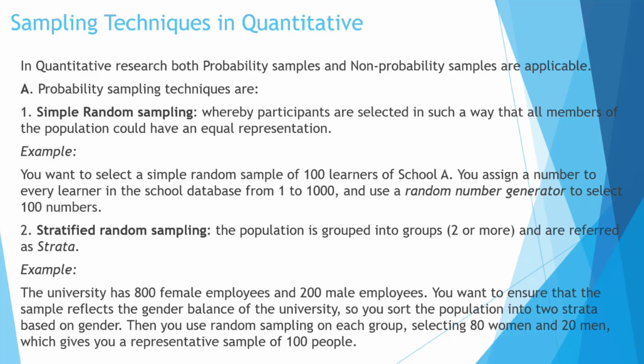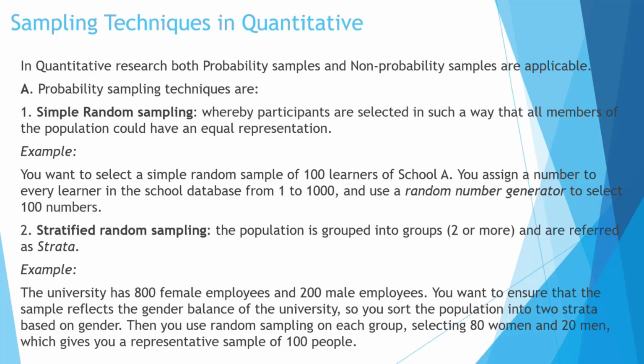For example, if you want to select a simple random sample of 100 learners from school A, how can you select that? How can you select these learners using simple random sampling? You can start by assigning a number to every learner in a school database. In other words, let's say the population of learners in school A is 1,000, but you want to select only 100. How can you do that?